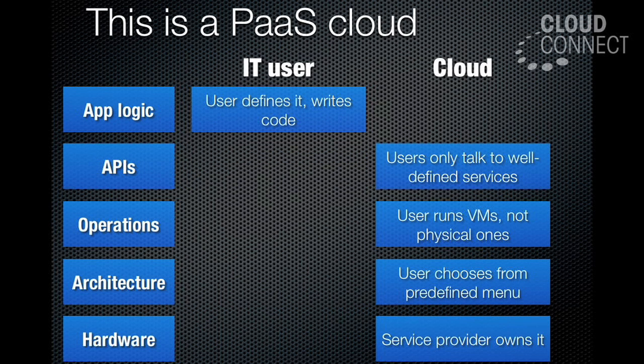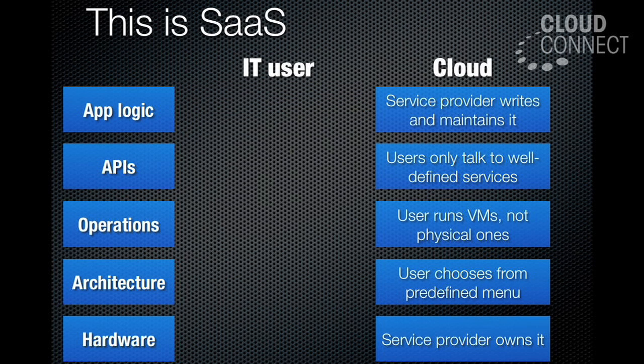In a platform as a service world, the cloud provider gets to define the APIs. They get to constrain what they are. So if you're writing on Google App Engine, you have to use the Google API even though you're using your own Java code. In the software as a service world, even the application logic is dictated by the cloud provider.